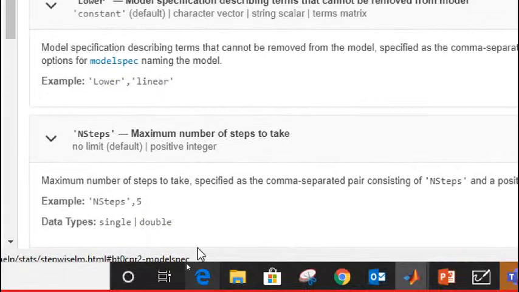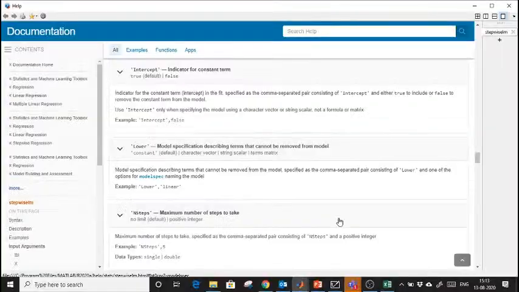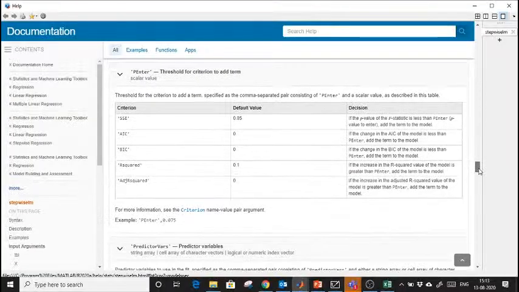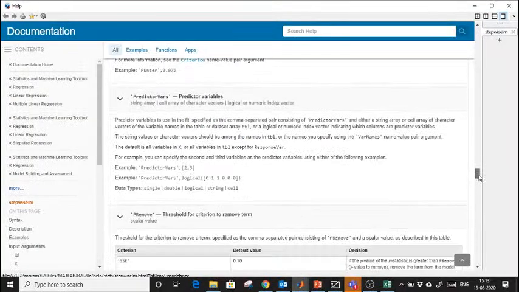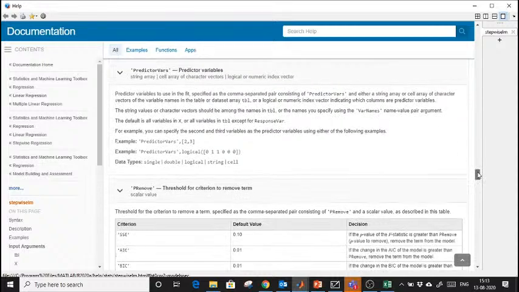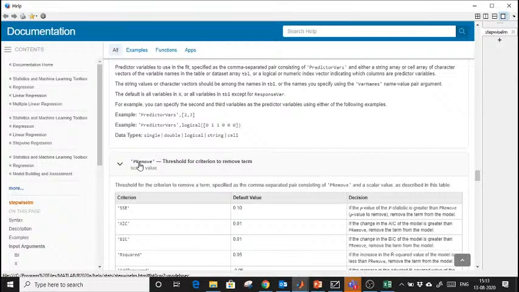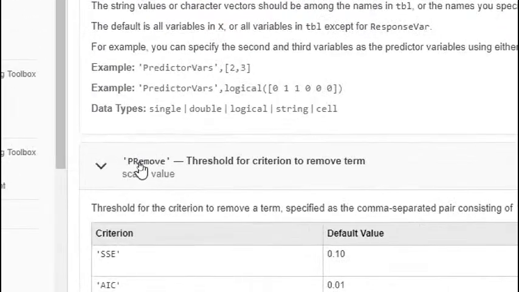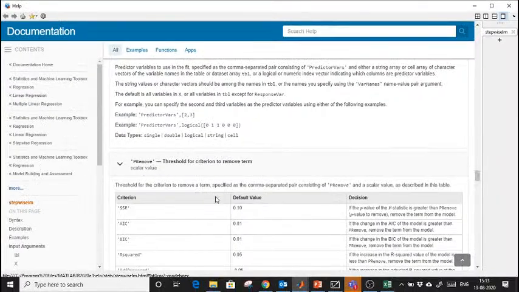There are some more properties available here, so you can go through them. What are predictor variables? That also you can provide. What you have to remove? We use PRemove. If you want to remove some components, you can provide a threshold value. If it is above that, it will be removed. If it is below that, then it will stay in your equation. So lots of properties are available there.